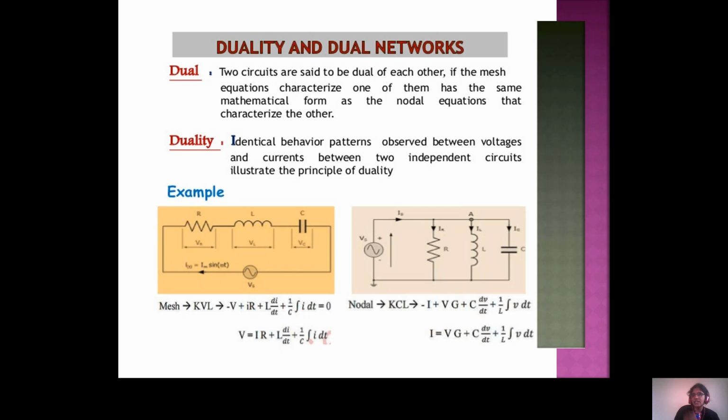So the current relationship of a resistor is I is equal to V by R. 1 by R is nothing but the conductance, so V into G. For the inductor, that is 1 by L integral of V dt, and for the capacitance it is C dV by dt. This is the current relationship. So we get I is equal to VG plus C dV by dt plus 1 by L integral of V dt.